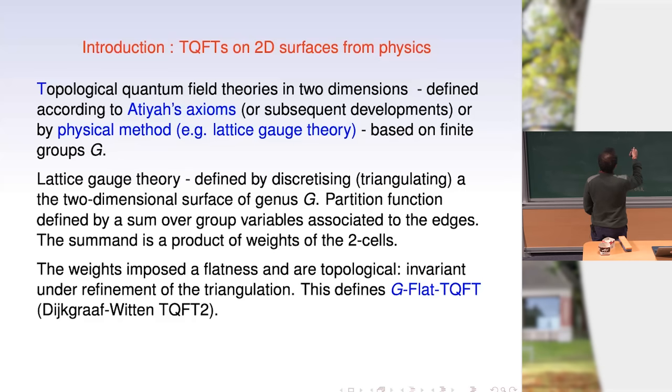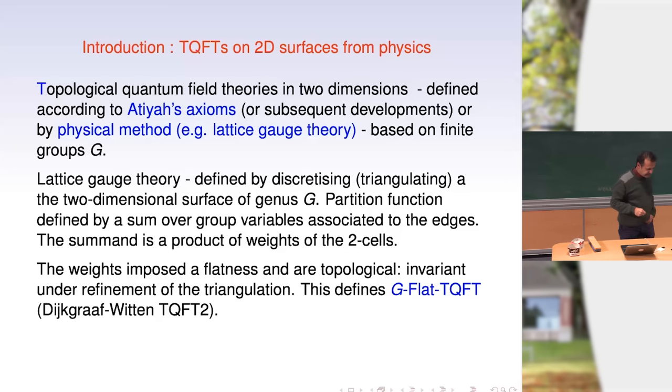So this physical way of approaching it is lattice gauge theory. It is defined by triangulating the surface, putting group elements on the edges, summing everything, and there is a plaquette weight associated with the two-cells, and the weight is simply a delta function of the product of group elements associated with the edges of the two-cell. So very simple topological quantum field theories, studied back in the 90s.